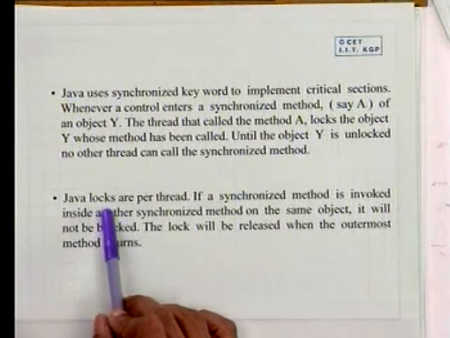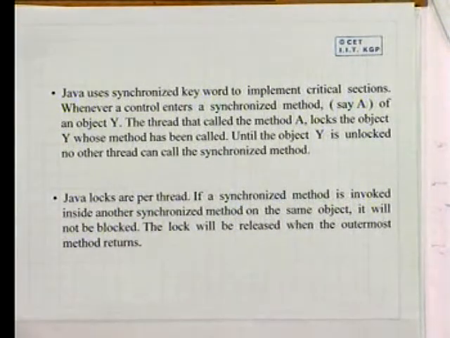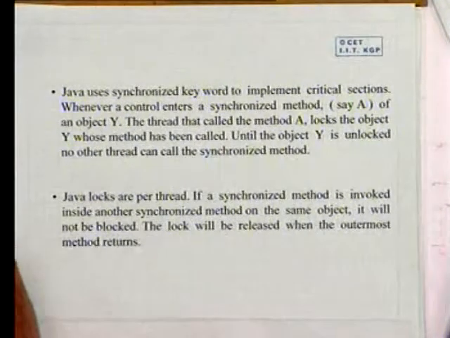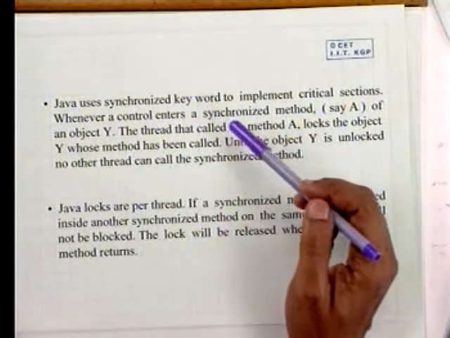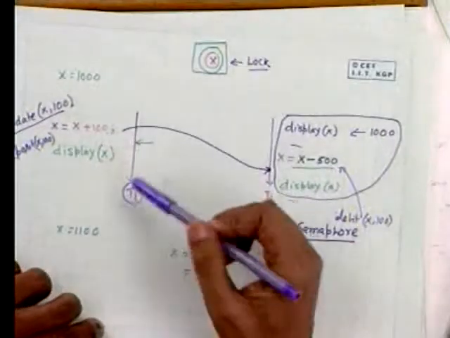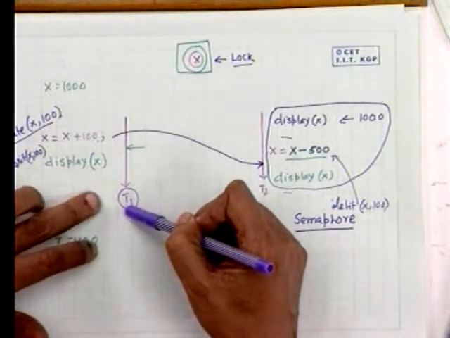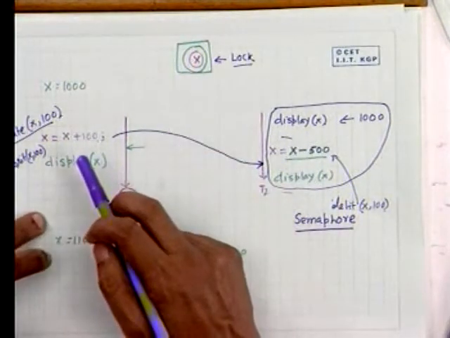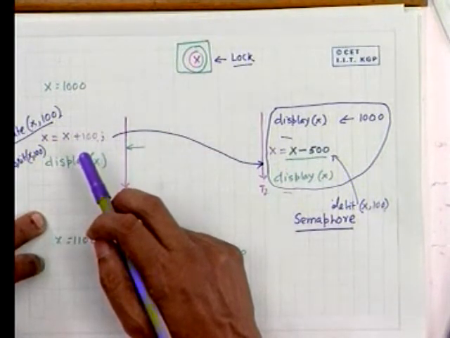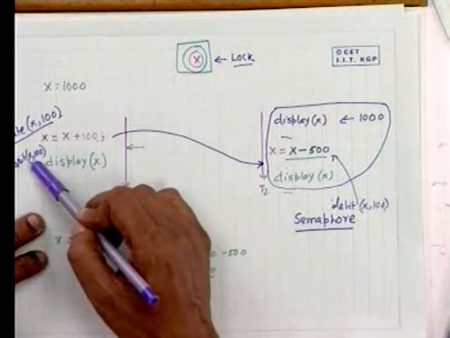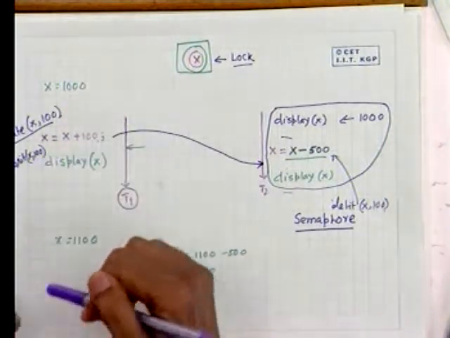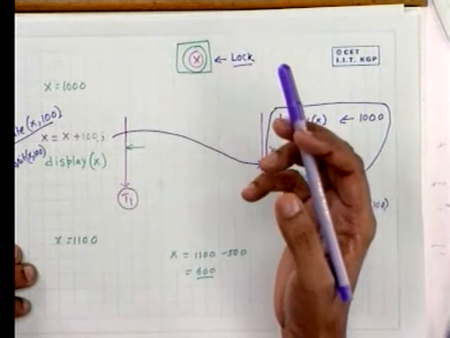Now, one more thing: Java locks are per thread. That means if a synchronized method is invoked inside another synchronized method on the same object, it will not be locked. The locks will be released only when the outermost method returns. So it may happen that inside this method, this thread T1 may be allowed to access X using other methods of X, because thread T1 has already locked X. Inside the method update or deposit, we can again call another deposit or any other method, say display X.